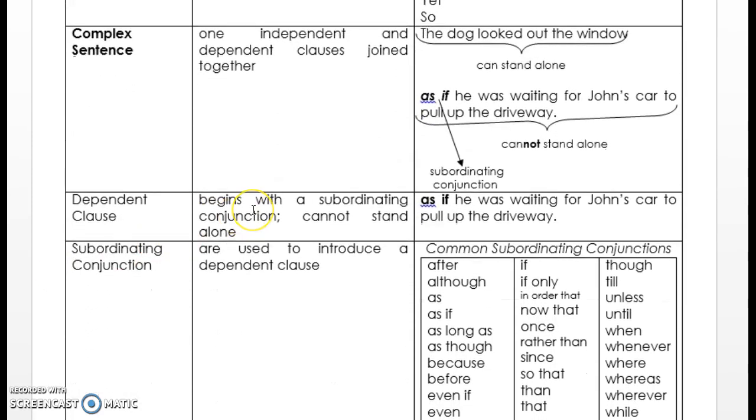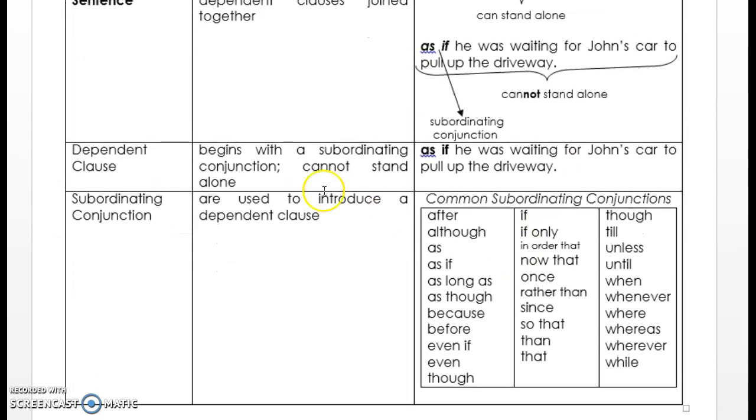So the definition of a dependent clause, right, we just talked about, begins with a subordinating conjunction and cannot stand on its own. We just went over this. So here are some examples. Right? These are used to introduce those dependent clauses. So after, although, as if, as long as, though, because, before, even if, even, right? I don't have to go over all of them.